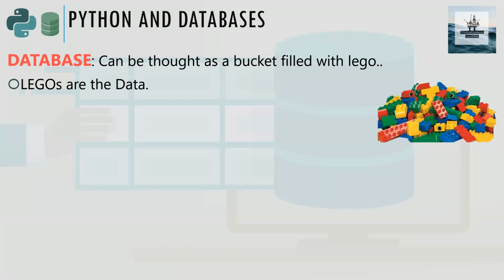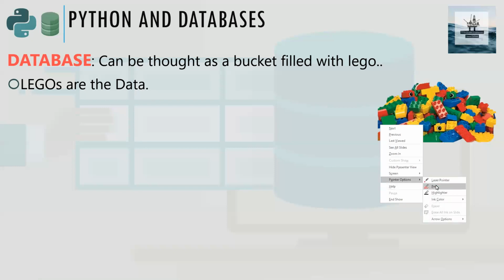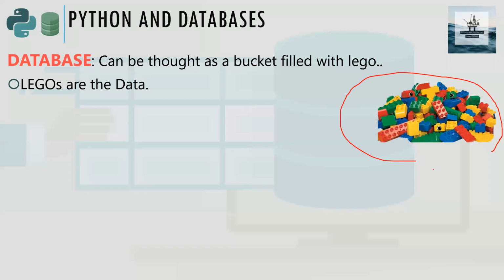So assume that we have a lot of pieces of Lego on the right-hand side. Let me just bring up the pointer. So assume that we have those pieces of Lego. Everyone knows what a Lego is. And these pieces of Lego have certain characteristics. They can come in different shapes and sizes, they can have different colors, and they can have a lot of different properties. So you can think of those Legos as your data.